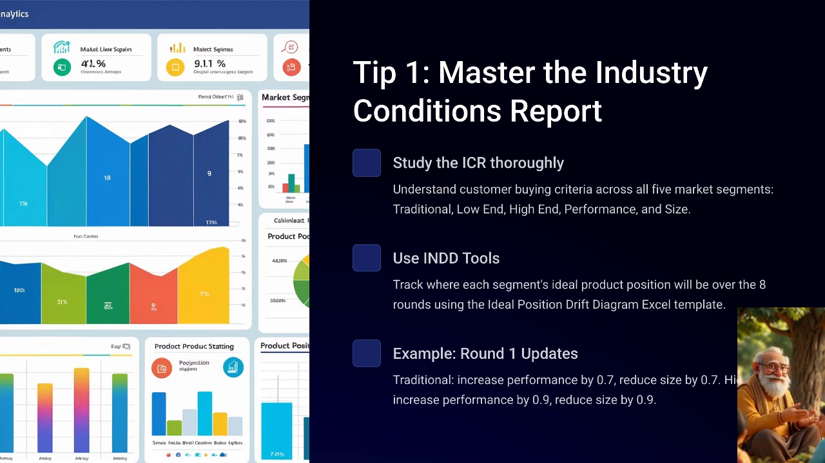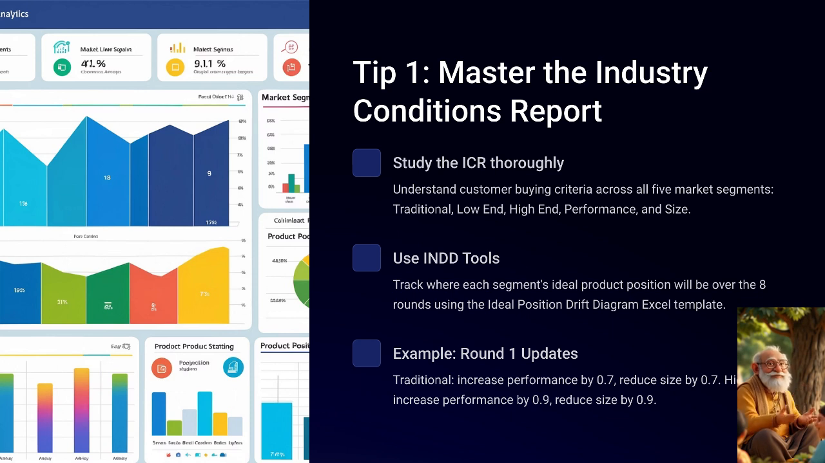To plan properly, use a free IPDD, Ideal Position Drift Diagram, Excel template. You can find it online or request it via email. This tool helps you calculate and track where each segment's ideal product position will be over the 8 rounds.